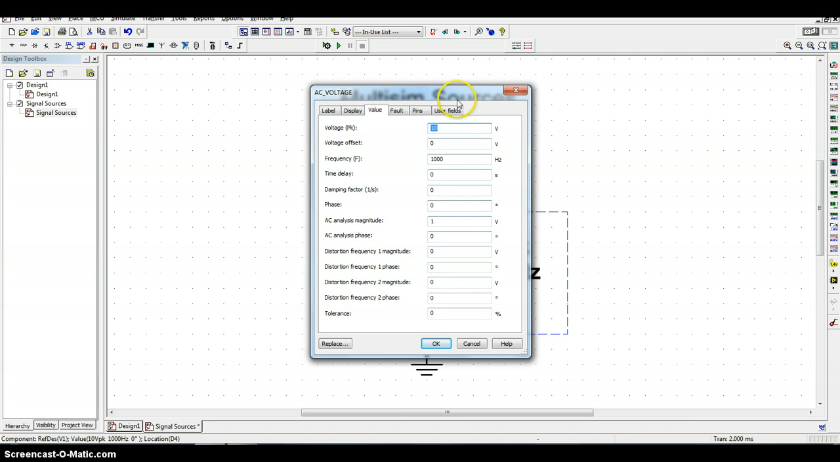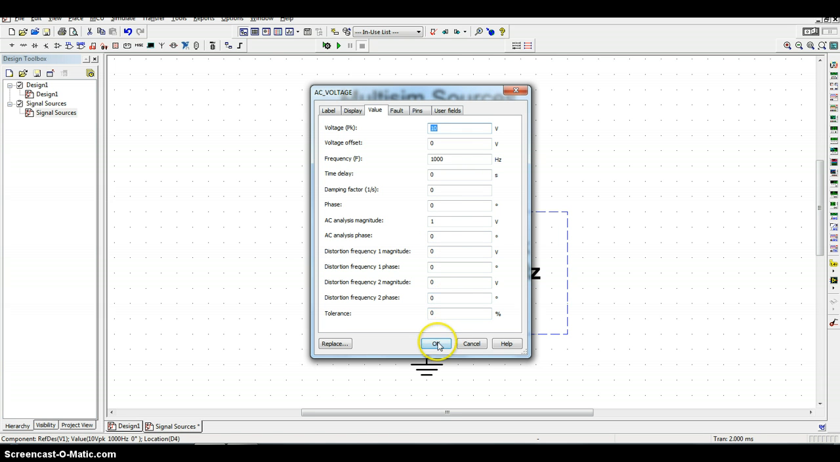We double click on it. We have the peak value is 10 volts. There is no offset. This would provide a DC level that could be added to it, and the frequency is sitting at 1000 hertz. You can add a time delay, a damping factor, and a phase angle. I will look at the phase angle in just a few minutes, but first let's look at what is appearing down here. All of the data from the middle down is applicable to frequency response type analysis, so it's not really used in transient analysis.